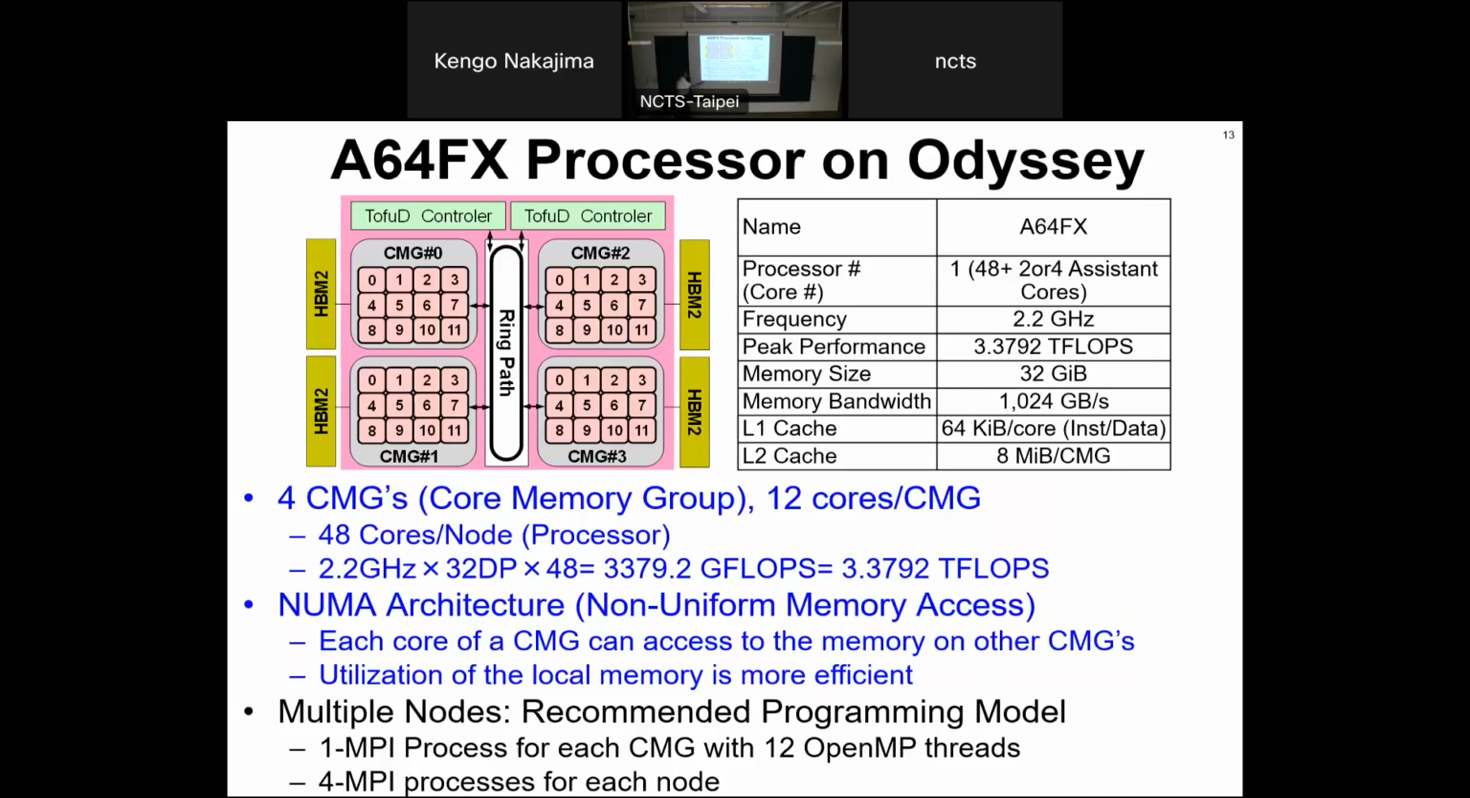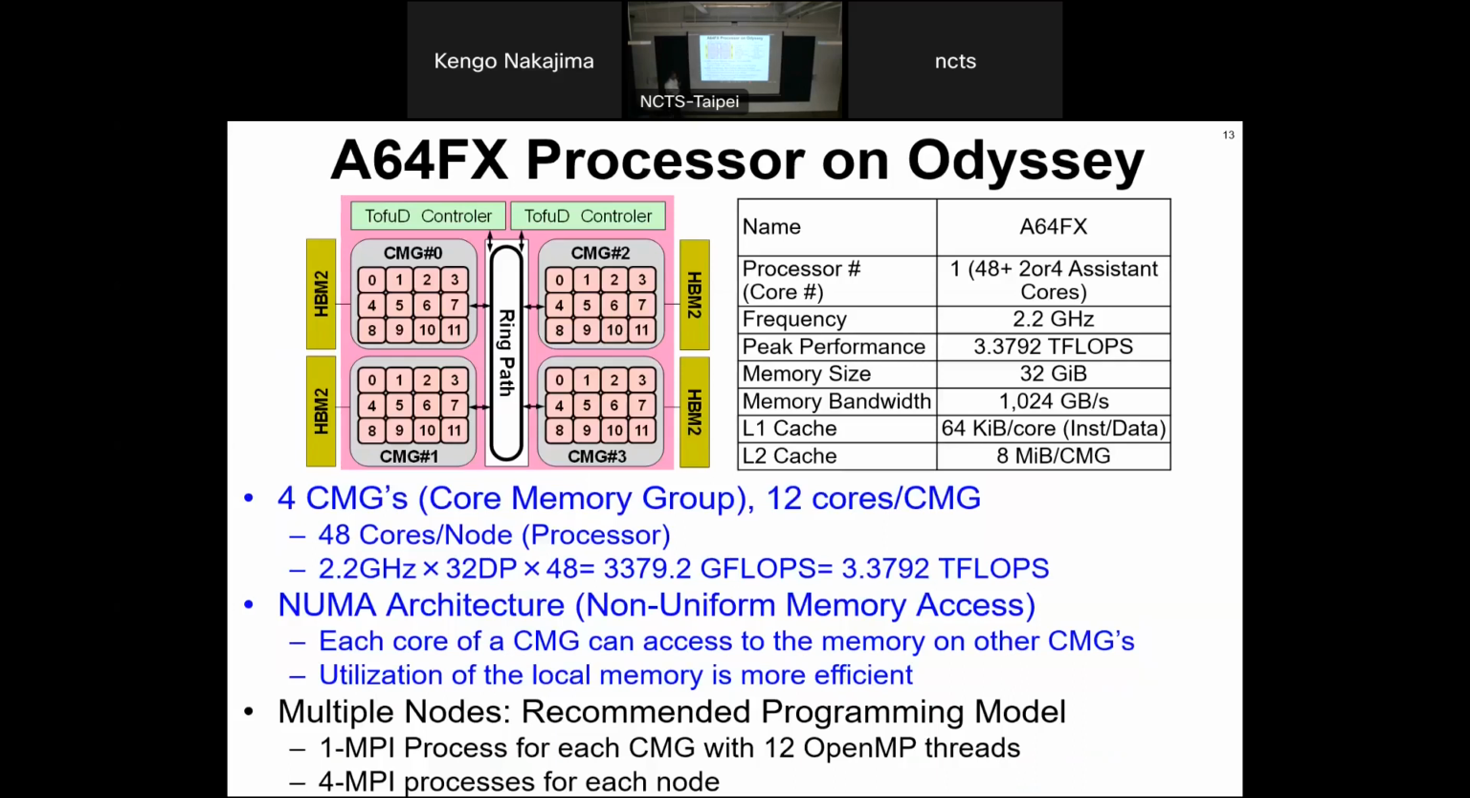And we have 48 cores, and the total performance of each node is 3.38 teraflops. It's a very fast system. And it's a NUMA architecture, non-uniform memory access. Each core of a CMG can access the memory on the remote CMGs, but the utilization of the local memory is more efficient.